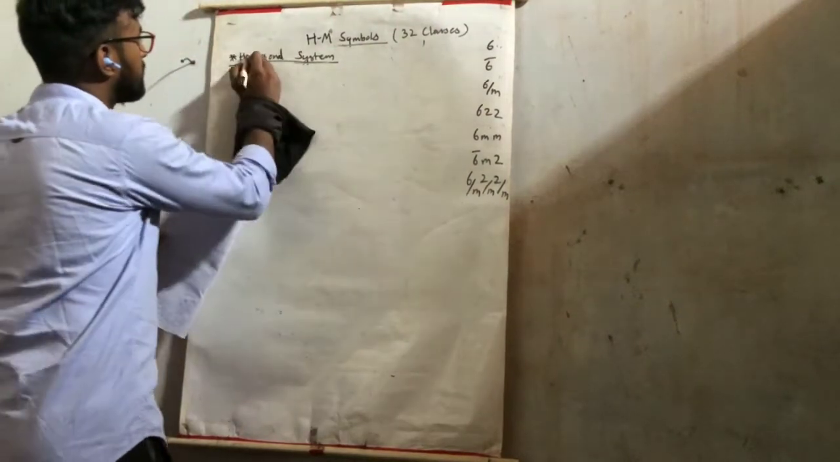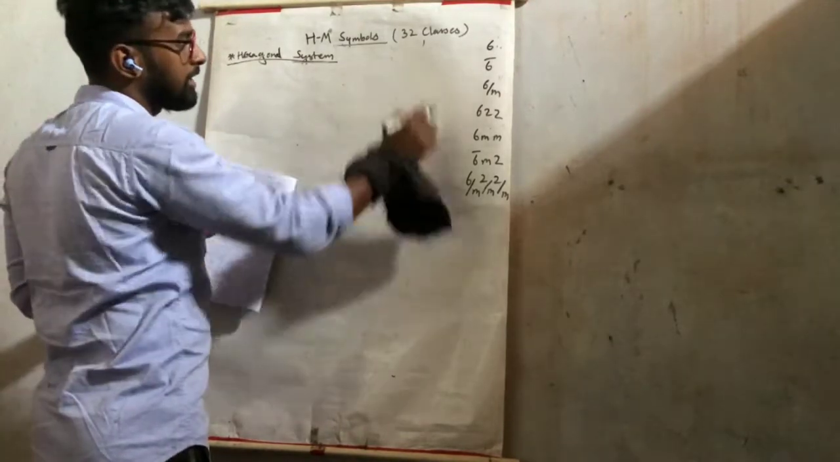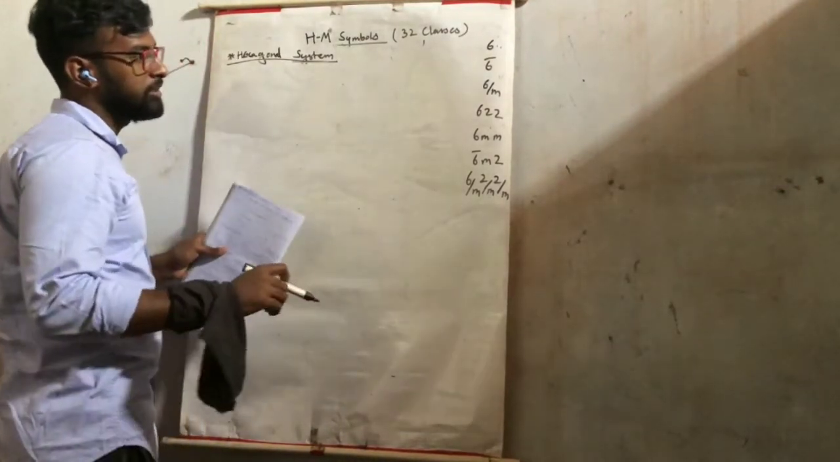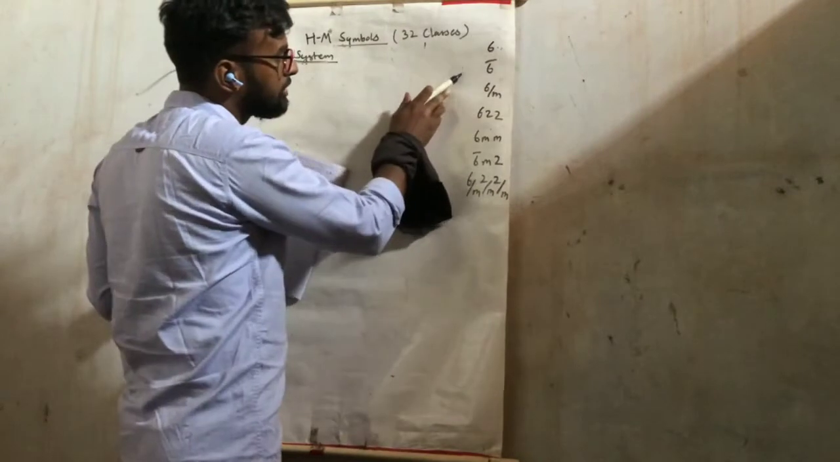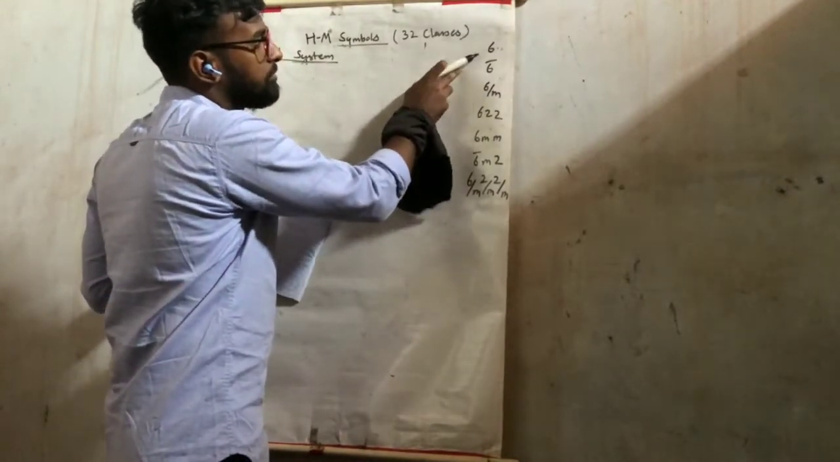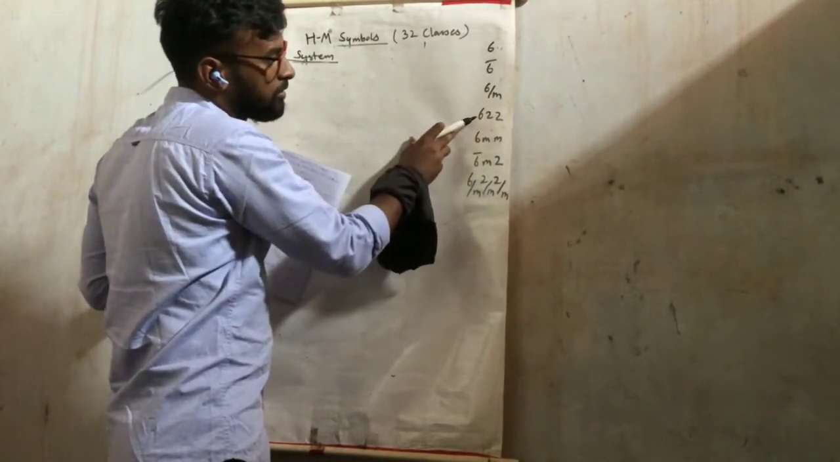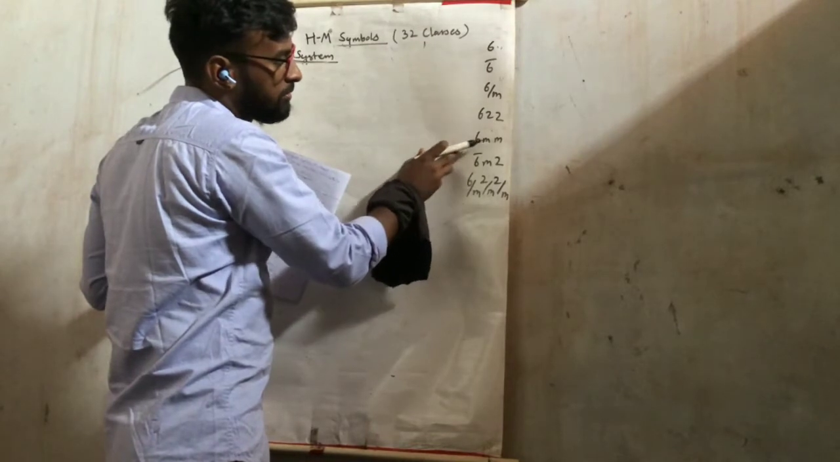We will see the hexagonal system next. In the hexagonal system we also have 7 classes, like the tetragonal system, and almost every class is equal. Like it had the 4, here we have 6, 4 bar and 6 bar. 4 by m is 6 by m. 422 is 622. 4mm is 6mm.